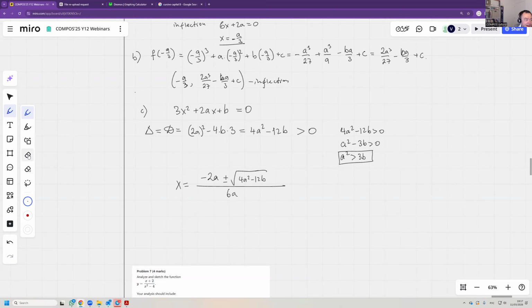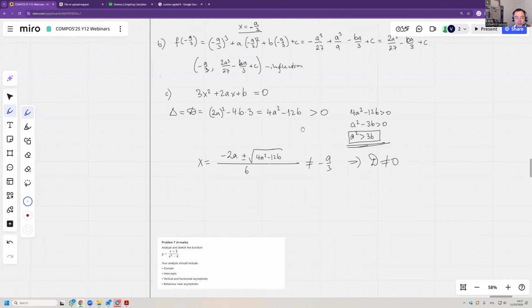6 over 6, sorry. Oh, okay. So this must not equal negative a over 3. So that simply means that the discriminant must not equal 0, and it doesn't equal 0 because we already said that. It's strictly greater than 0, so that's fine.